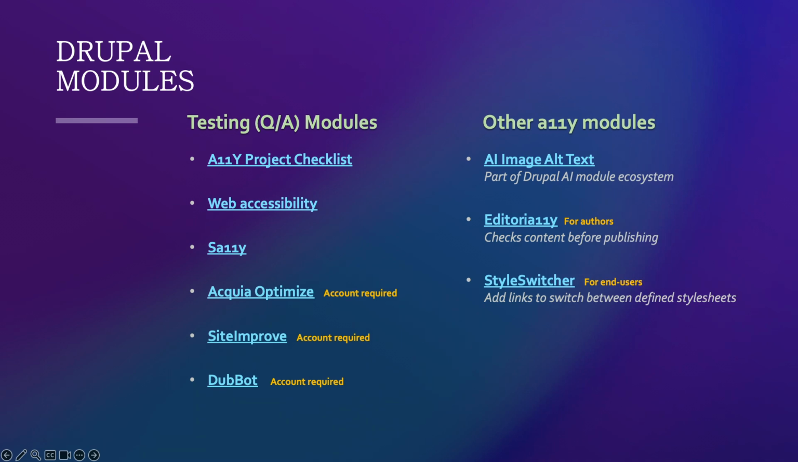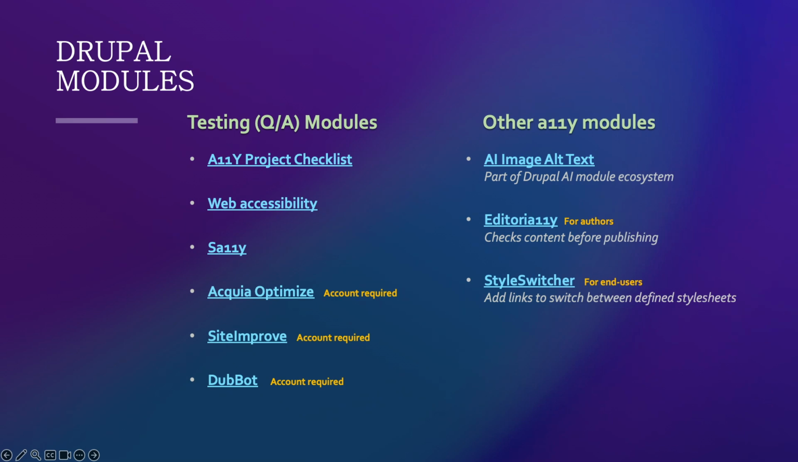I think that one adds a text increase and a color thing for the user to adjust, and you can put that in a block, and it has a cookie that saves it. The Sally module is also very good. And then if you have Acquia, you can use theirs, Acquia Optimize. If you have Site Improve, like I do, you can use their module. Or if you have Dubbot, you can use their module.